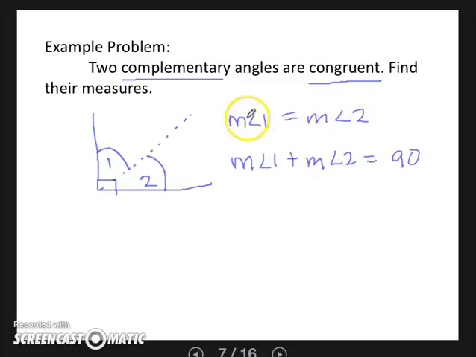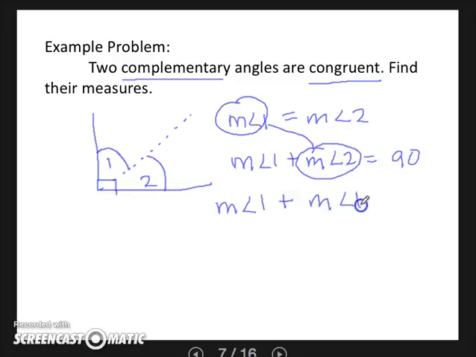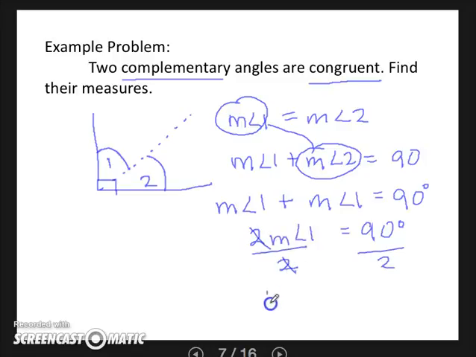I can substitute either one of these for the other in this equation. So I'm going to substitute the measure of angle 1 in for the measure of angle 2, since the two are equal. So this equation becomes the measure of angle 1 plus another measure of angle 1 equals 90 degrees. And that turns into 2 times the measure of angle 1 equals 90 degrees. We can divide both sides of that equation by 2 so that the measure of angle 1 equals 45 degrees.